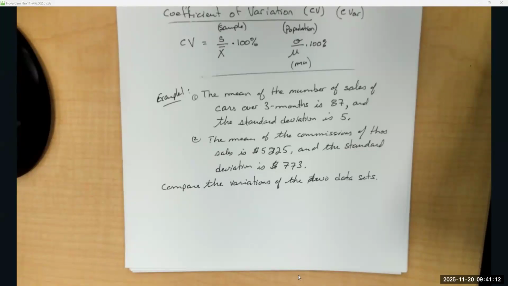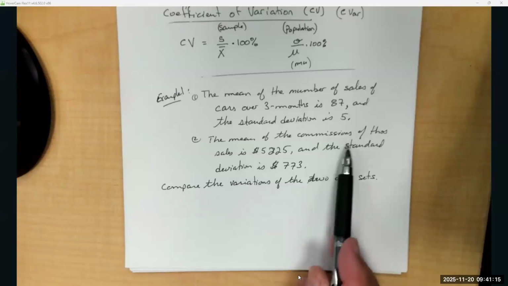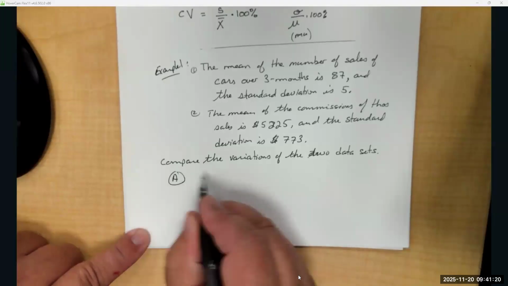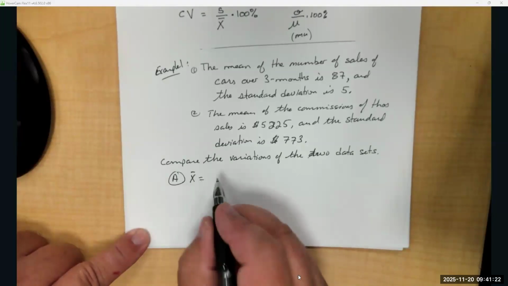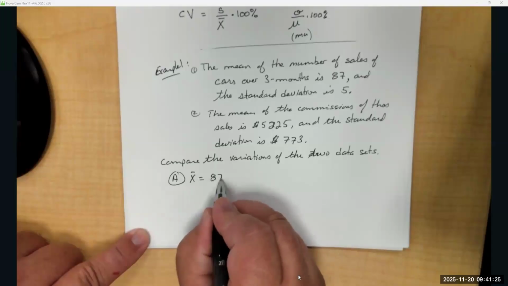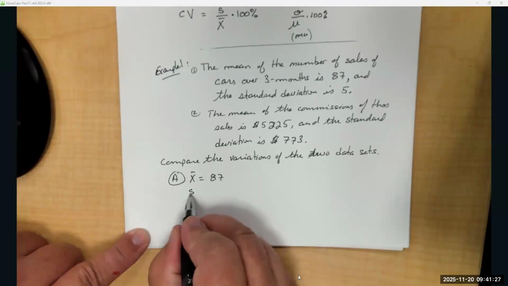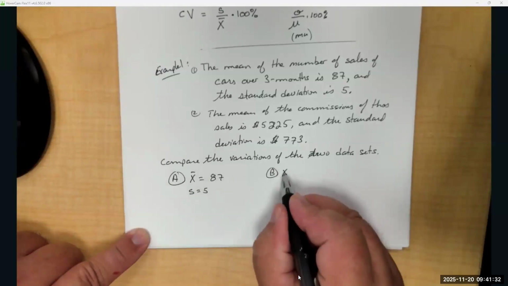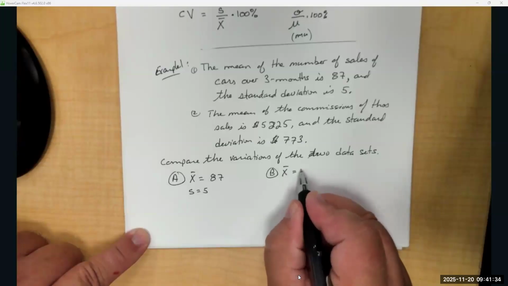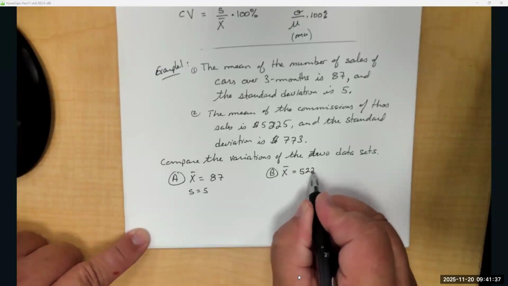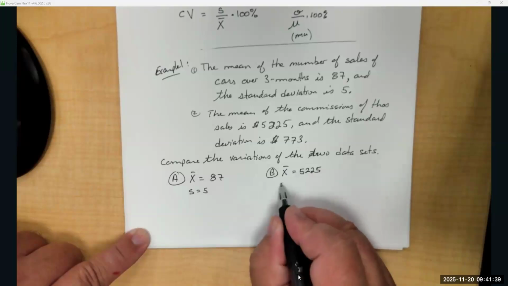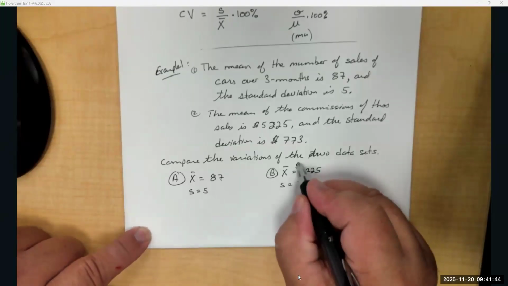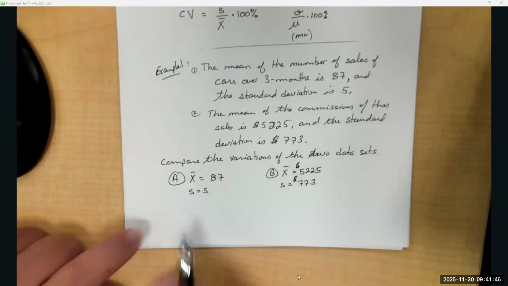Not really. No, we have the means given. So here's group one, group A. The mean is 87 and the standard deviation is 5. Group B, its mean is 5,225, and its standard deviation is 773. This is in dollars. That's in number of sales.